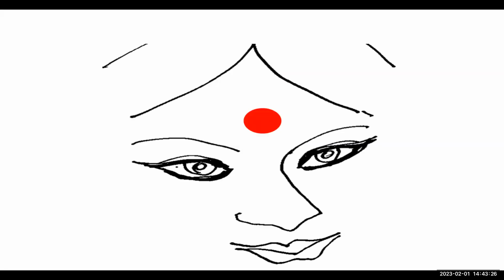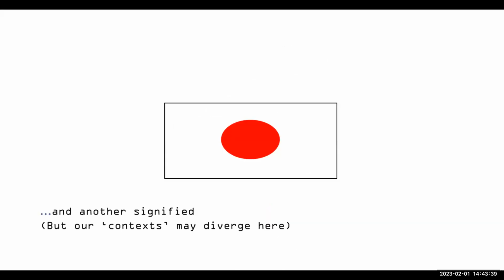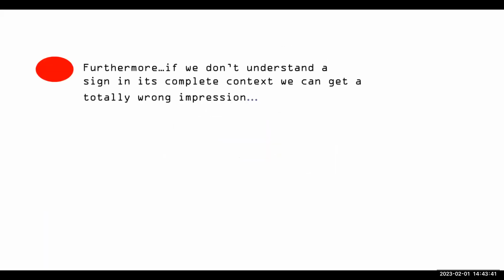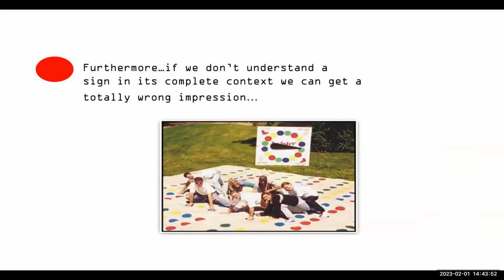It's totally different here, the red dot. The culture, the context is creating the different meanings. Here it's still another meaning that we get with a red dot. And more, yeah. So lots of different meanings. So unless we understand the context in which the symbol is embedded, we don't really know the meaning. We can make a wrong impression. Here is a totally different red dot meaning.